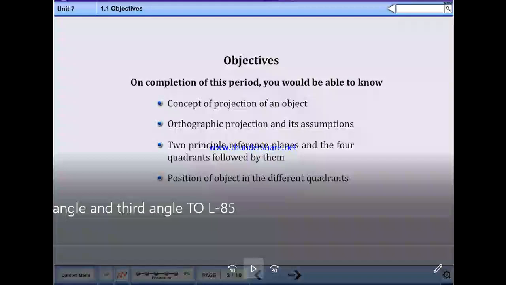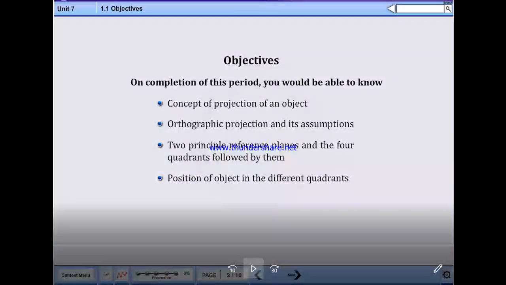So these are the objectives of the completion of the orthographic projections: the concept of projection of an object, orthographic projection and its assumptions, two principal reference planes and the four quadrants, followed by the position of the object in different quadrants. These are the objectives you may achieve after completion of this orthographic topic.